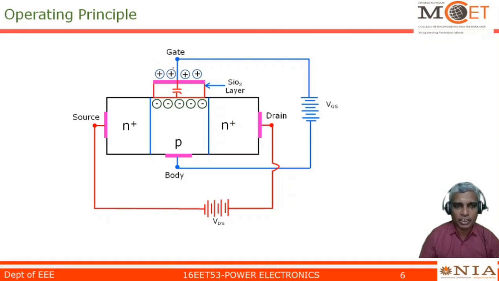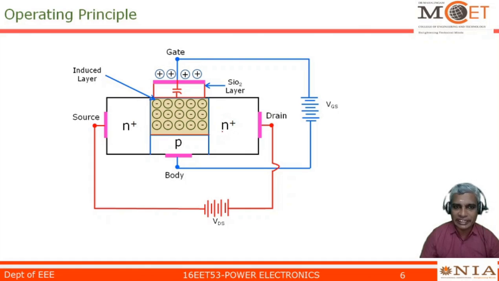So more positive ions on the top and more negative ions on the bottom. Increasing this voltage VGS will increase the negative ions on this P layer. Further increase in VGS will increase the negative ions on the D layer. So there exists a channel between these two N plus layers via this new layer, and this new layer is what we call an induced layer.